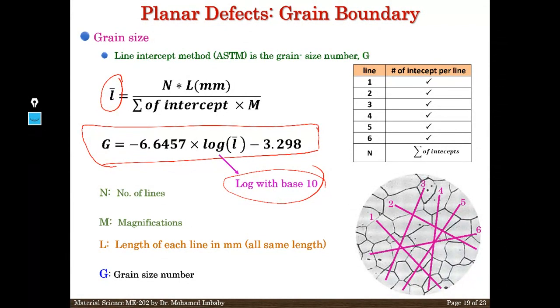Okay, is that clear? For the two cases, I have two examples. I will explain them to you. Should I move on? I will just wait for a while. I will explain the examples in detail. Okay. Let me move on. We're still in planar defects.